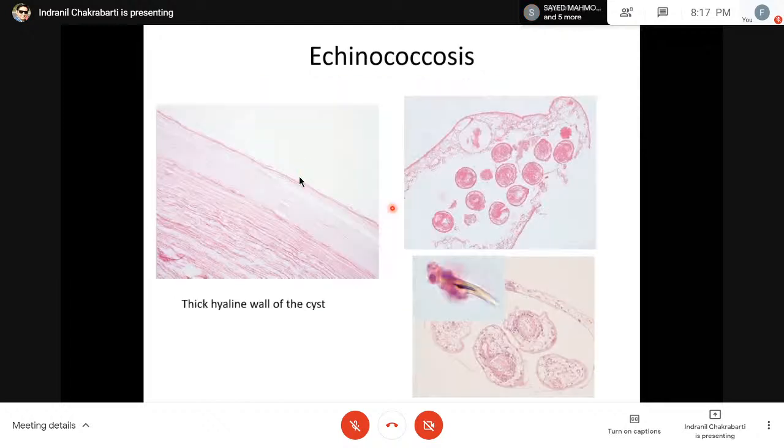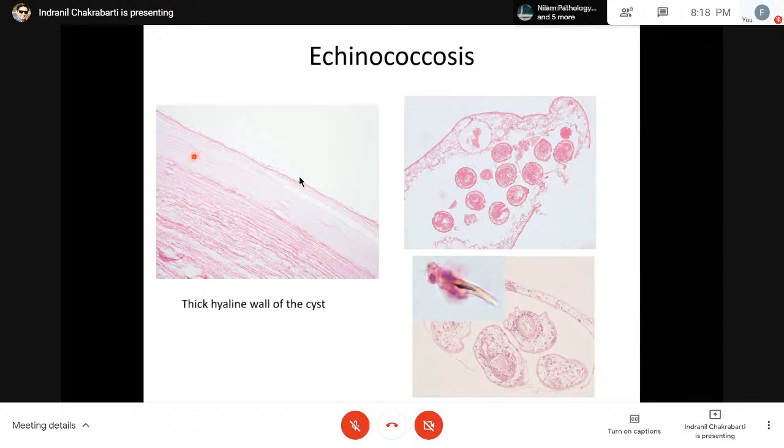Echinococcus infections are much more common. Also known as hydatid disease or hydatidosis, it is an infection of the lung caused by the larval tapeworms Echinococcus granulosus, Echinococcus multilocularis or vogeli. So the dog or sheep strain of Echinococcus granulosus is the most common.